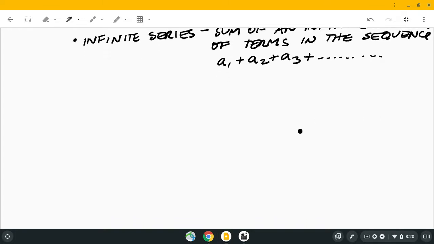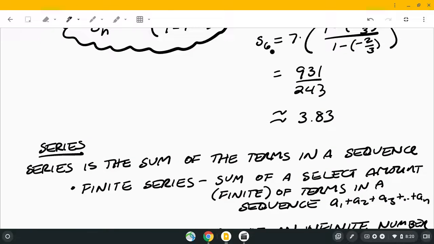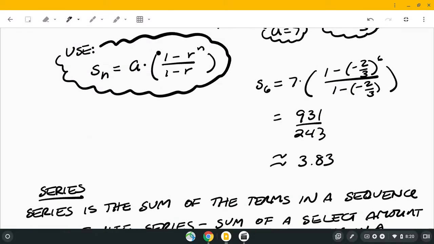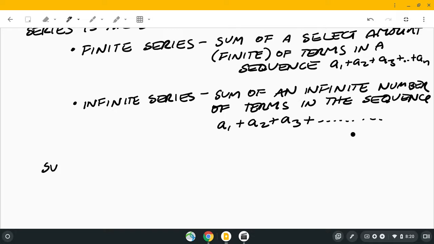When does that happen? So the sum, we already know this one. We already know how to find the sum of a finite series. For a finite sequence, we use this formula. So if you need to find the sum of the first 100 terms, that's finite. If you need to find the sum of the first 1 million terms, that's finite. You would use this formula. So let's focus on infinite right now.